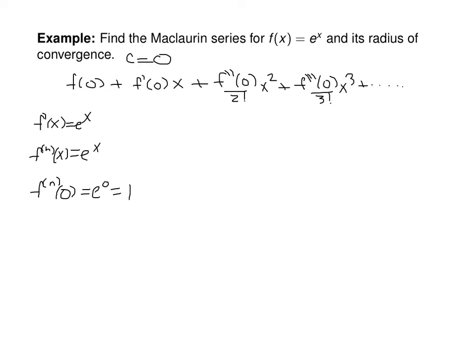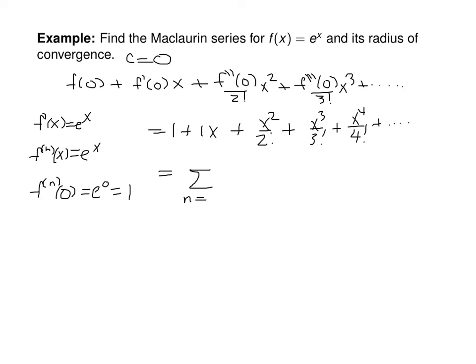So this Maclaurin series is actually 1 plus 1x plus x squared over 2 factorial plus x cubed over 3 factorial plus x to the 4th over 4 factorial, etc., which written in summation notation can be expressed as a sum from n equals 0 to infinity of x to the n over n factorial. So that's the Maclaurin series for e to the x.